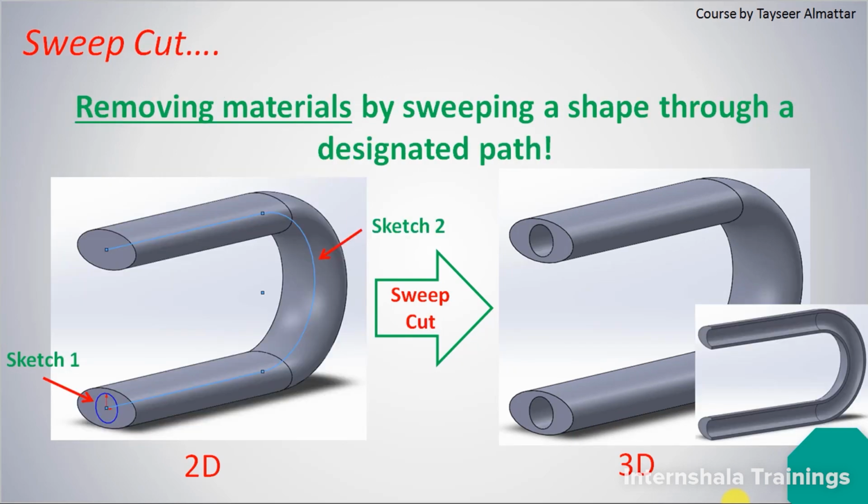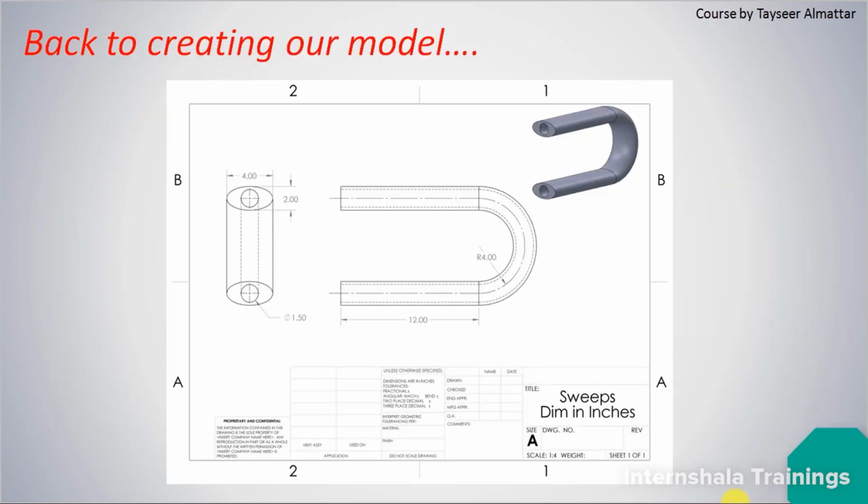Sweep Cut is the opposite of Sweep Boss. Here we are removing materials by sweeping a shape through a designated path. Similar to Sweep Boss, we would need two different sketches to apply this feature. With Sweep Cut, we can go from the two sketches on the left to producing the object on the right. So let's go ahead and start creating our model.